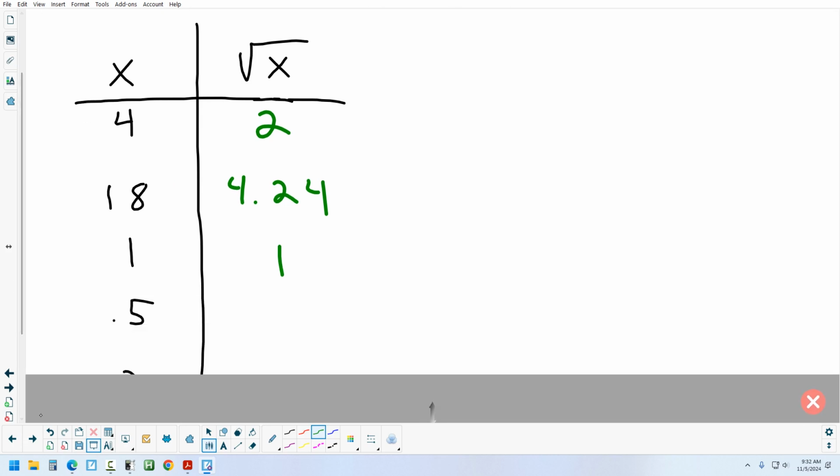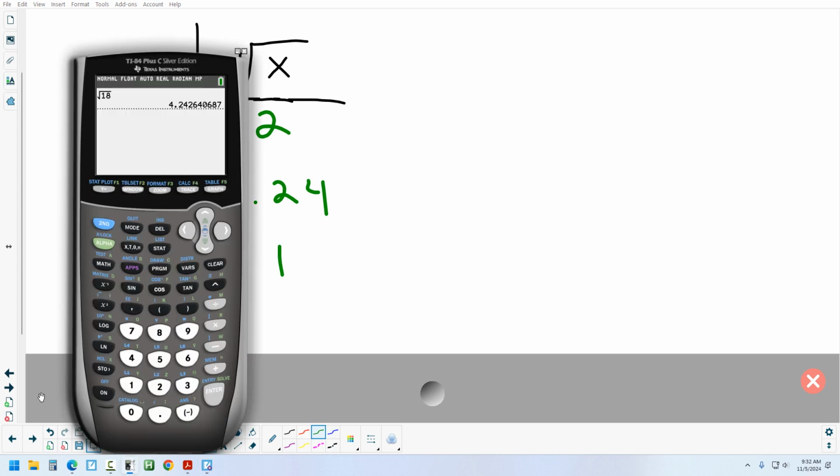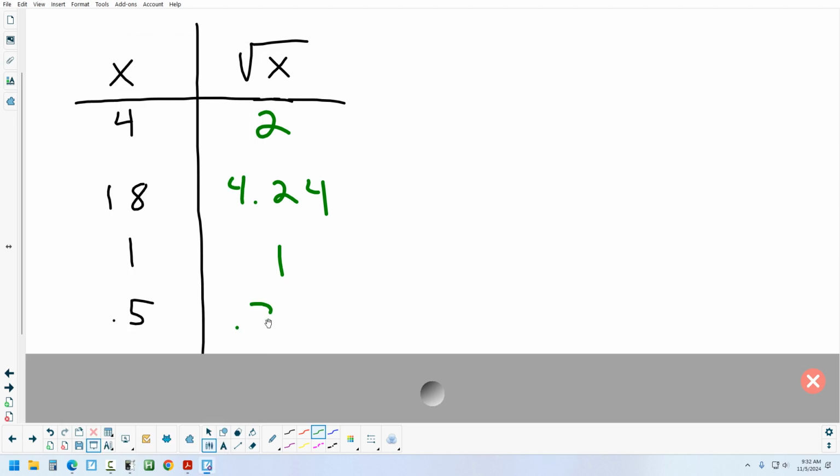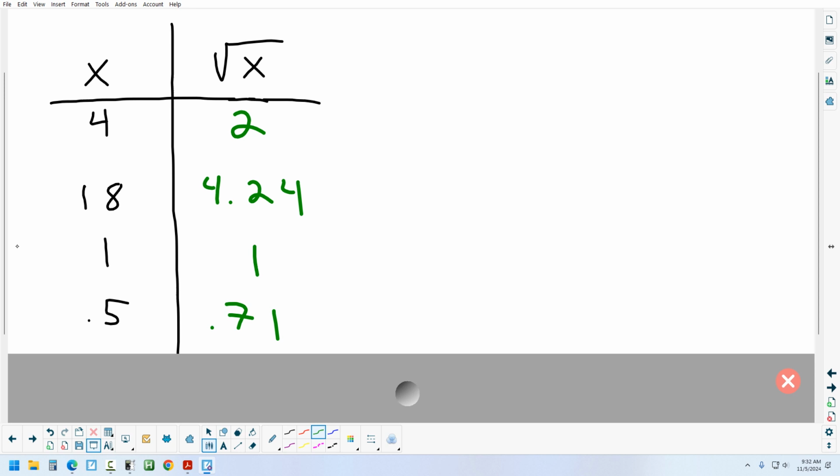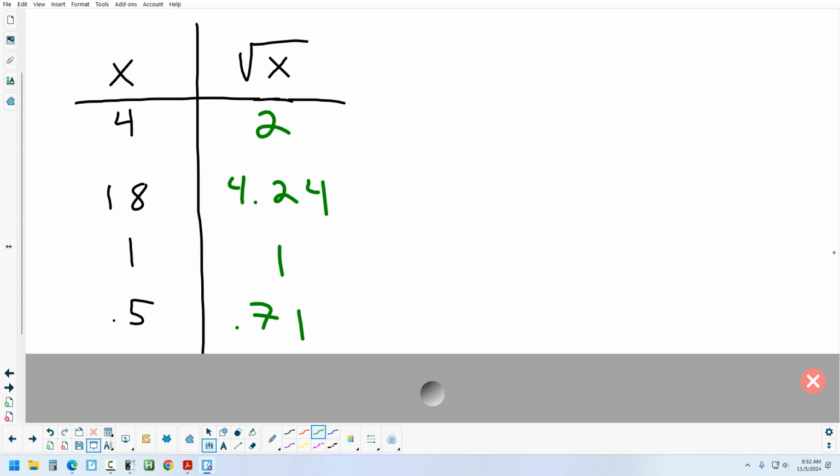Well, let's try this one. The square root of 0.5. 0.71. So what happened that time? Got bigger. So when you take a square root, does it get smaller or larger? Well, it depends.